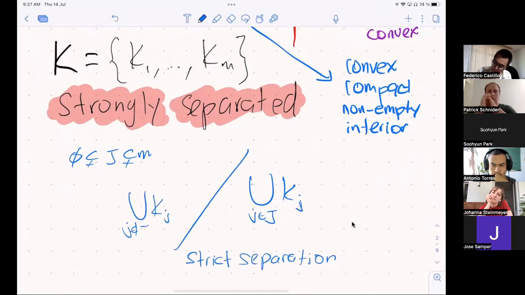in the complement. Okay, so in any splitting that I have of my bodies, I can take some of them and the rest, and these should be able to be strictly separated with a hyperplane. A strict separation means there is a hyperplane that does not touch any of these two sets, and one of them is contained on one side and the other one is contained on the other side. Strict means that you are not touching anything.